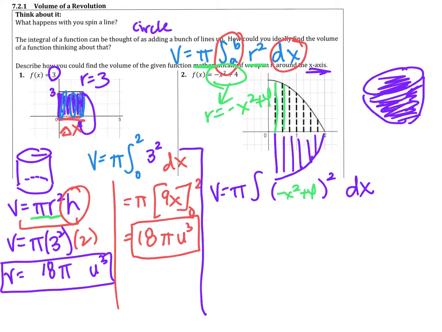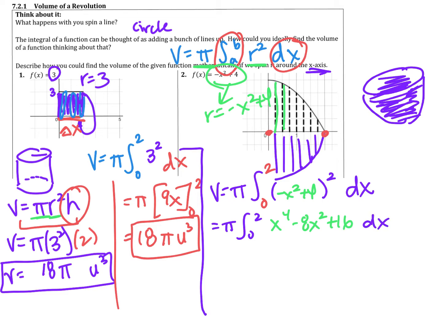And how do I deal with my height? Well, I think about where does this volume, or area, start, depending on before or after the rotation, and where does it end? Well, it starts at 0 and it ends at 2. Now, everything after this is really just a review of integration strategies. So I'm going to expand this polynomial. This is going to give me x to the 4th minus 8x squared plus 16.